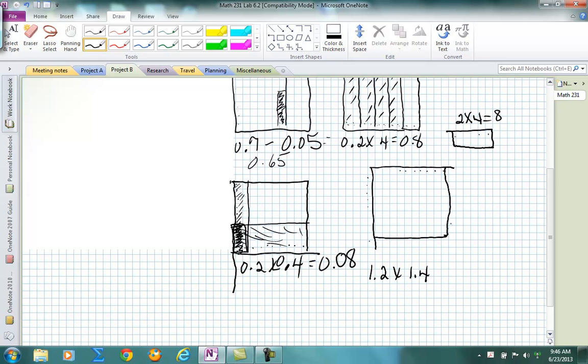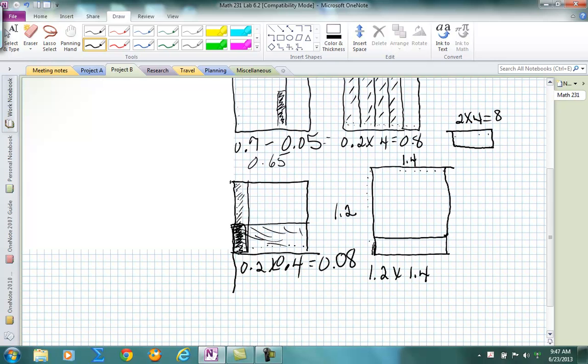So I have to model 1 and 2/10 by 1 and 4/10. So one of the numbers has to be the horizontal and one of the numbers has to be the vertical. Doesn't matter which you choose. So I'll choose 1 and 2/10 to be the horizontal. So I'm going to make, this is 1 because that's my unit square. So I draw 2/10 and make my rectangle. And now I'm going to do 1 and 4/10.